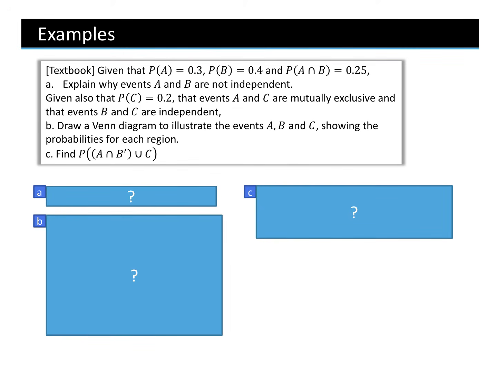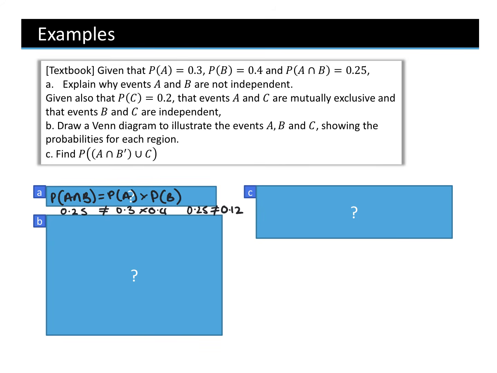Given that the probability of A equals 0.3 and the probability of B equals 0.4 and the probability of A intersection B equals 0.25, explain why events A and B are not independent. Okay, now we know if A and B are independent, that means the probability of A intersection B will equal the probability of A multiplied by the probability of B. It's given us all of these three, and we can clearly see that 0.25 does not equal 0.3 times 0.4. Why? Because 0.25 does not equal 0.12.